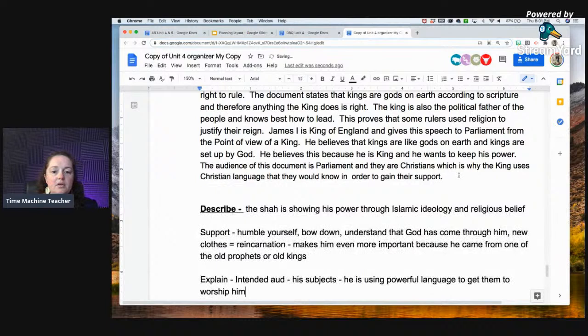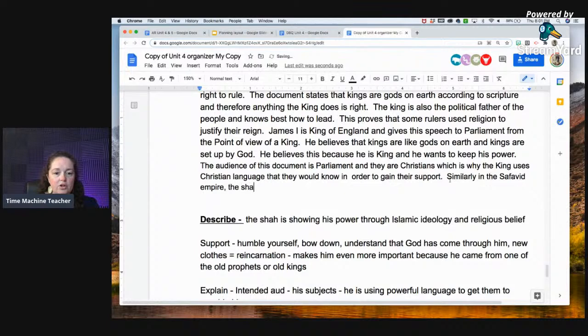All right. So similarly, in the Safavid Empire, the Shah illustrates his power through Islamic ideology and religious belief.